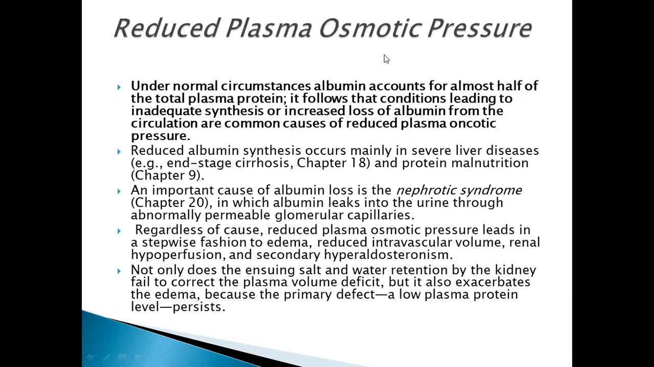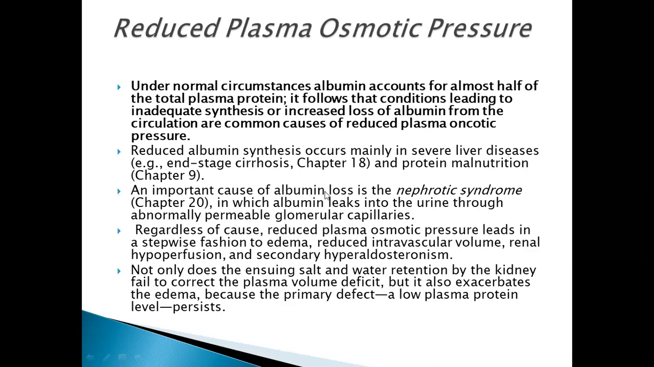Reduced plasma osmotic pressure. Under normal circumstances, albumin accounts for almost half of the total plasma protein. It follows that conditions leading to inadequate synthesis or increased loss of albumin from the circulation are common causes of reduced plasma oncotic pressure. Reduced albumin synthesis occurs mainly in severe liver disease, for example, in end-stage cirrhosis and protein malnutrition.